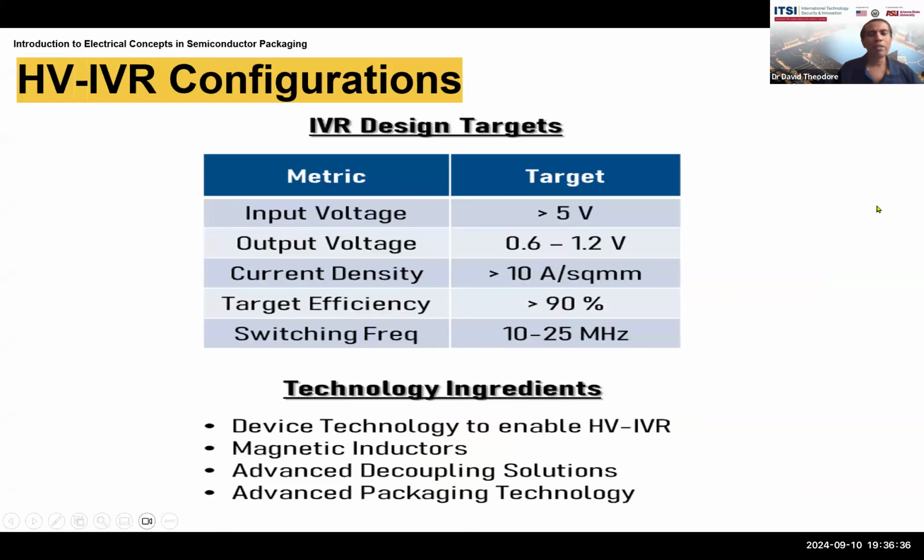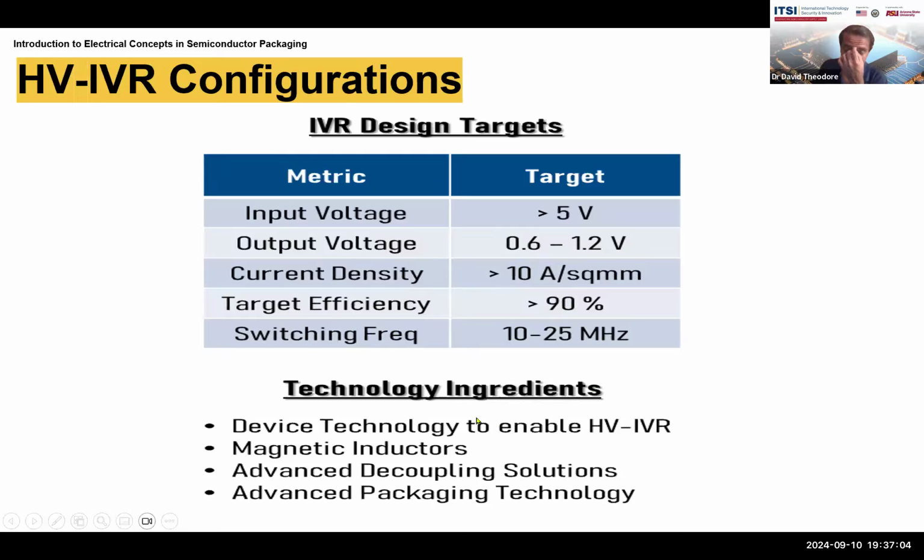So typically the integrated voltage regulator design targets an input voltage of 5 volts and an output voltage of 0.6 to 1.2 volts that goes to the devices like the transistors. Current density is greater than 10 amperes per square millimeter of chip. Target efficiency is greater than 90%, the higher the better. Switching frequency is typically 10 to 25 megahertz, million cycles per second.